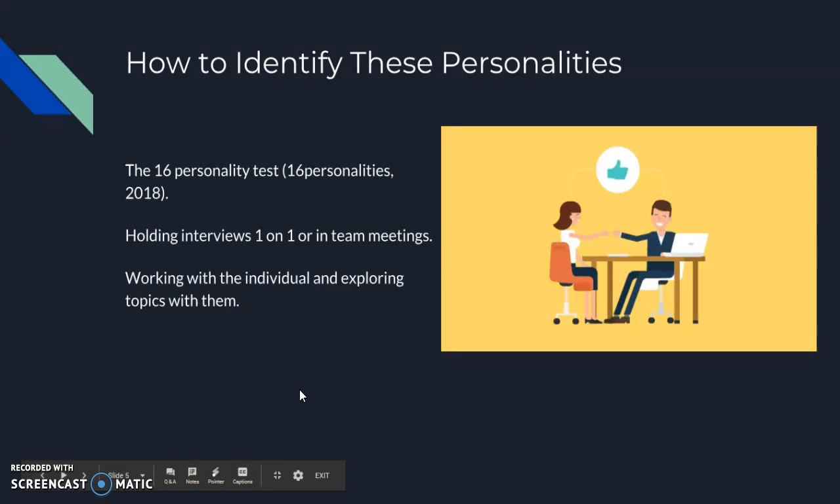In order to identify these personalities, communication and time spent together is necessary. It is also possible to take a day and create an outing of taking the 16 personality test. Once the ideology of the personalities has been stuck in your head, you'll begin to notice them in your coworkers and potentially yourself.